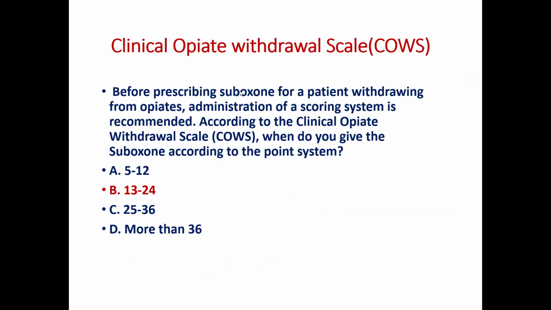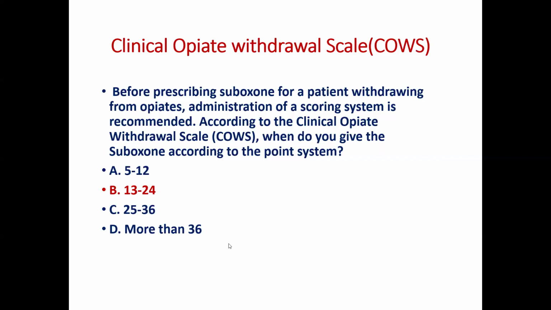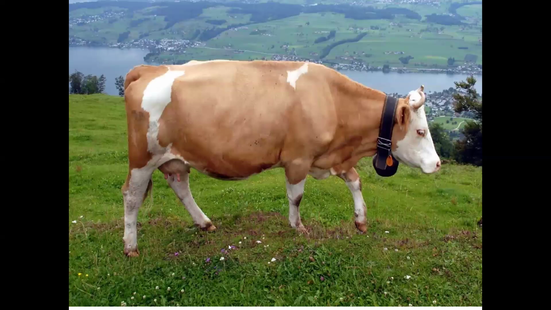So before prescribing Suboxone, which is buprenorphine/naloxone, for a patient withdrawing from opiates, we administer this COWS scale. At what point? It has to be moderate withdrawal, which is between 13 and 24. Look down below here. Moderate is 13 to 24. Otherwise, you will have manifest withdrawal symptoms.